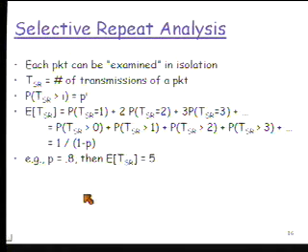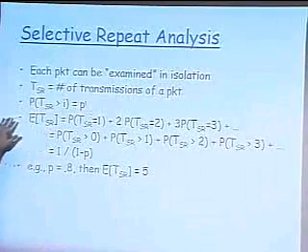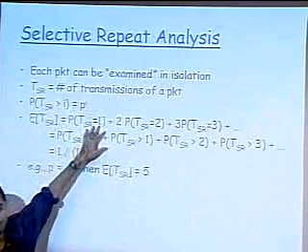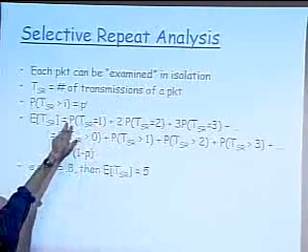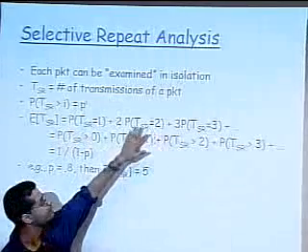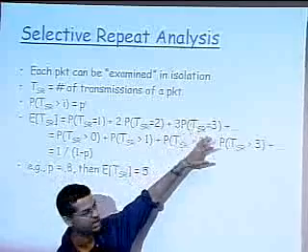Now what we're going to do is compute the expected value of this number of transmissions, the expected value or the average value. So what is that average value? It's the probability the number of transmissions is 1, weighed by 1, plus the probability the number of transmissions is 2, weighed by 2, plus the probability the number of transmissions is 3, weighed by 3, and so on.